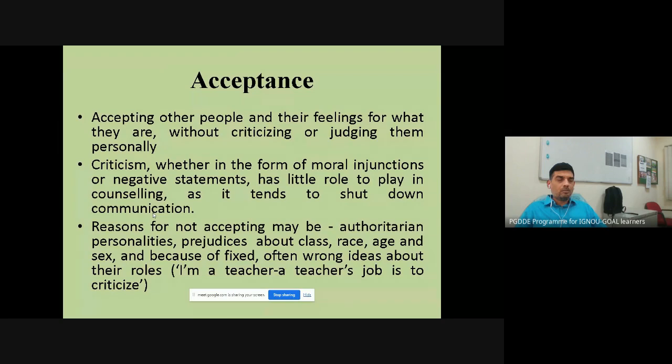Similarly, the things which hamper a person from having acceptance as a quality may be an authoritarian personality, prejudices, and wrong ideas about a particular thing. These all are the things that hinder a person from being a good counselor as far as acceptance as a quality is concerned.